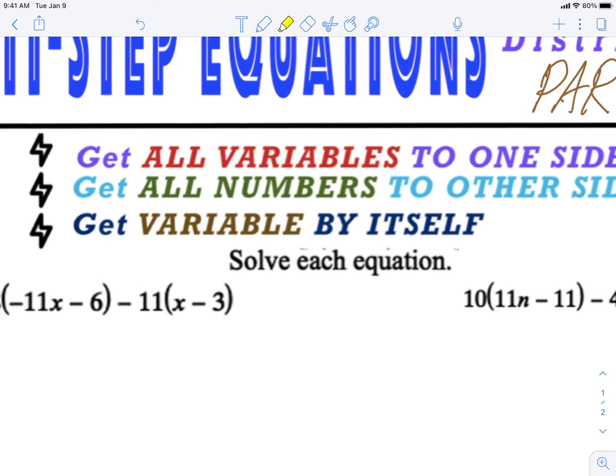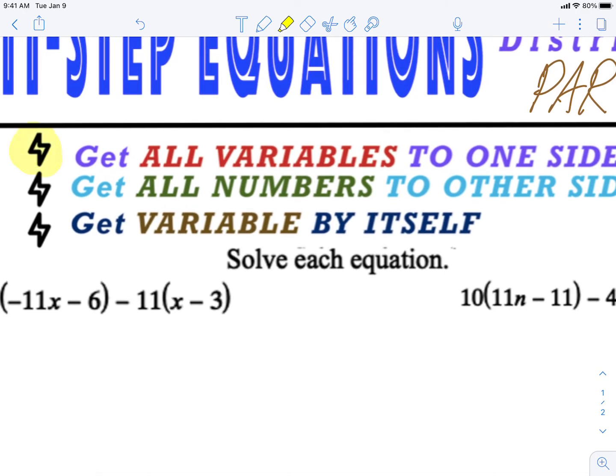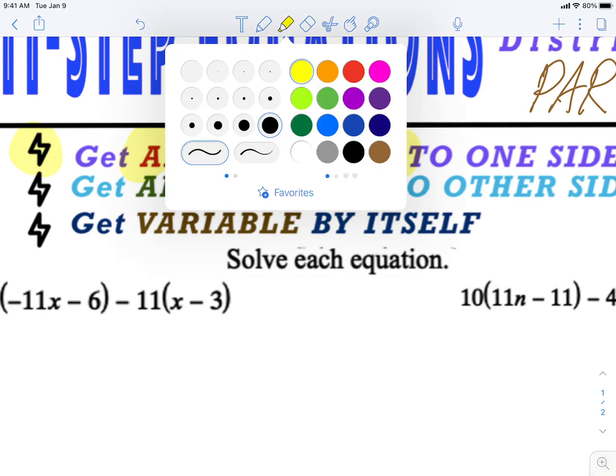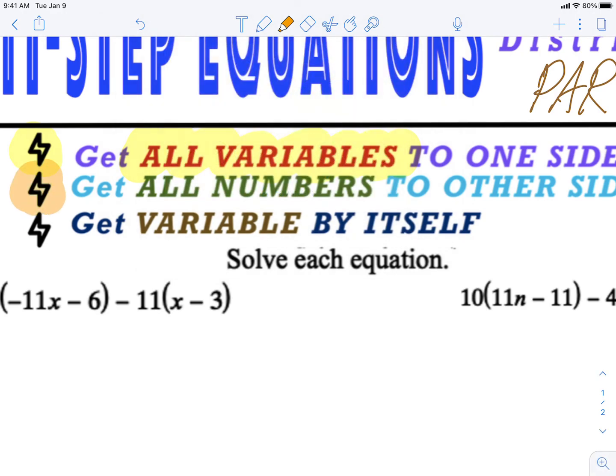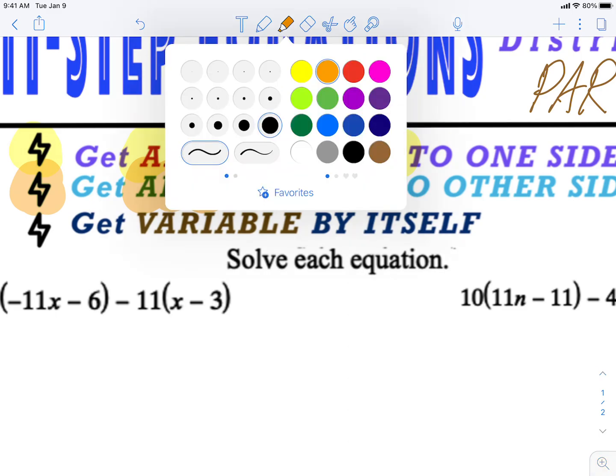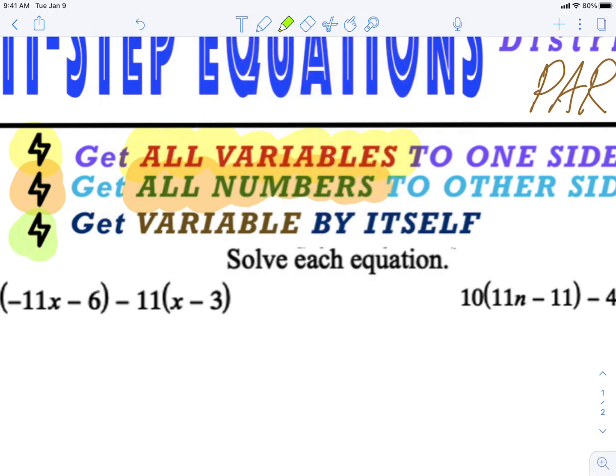So we remember that first lightning bolt, get all variables to one side, right? Lightning bolt number 2, get all numbers to the other side, right? So we have variables on one side, letters on the other, and the ultimate goal is to get the variable by itself, right? We want to get the letter by itself.